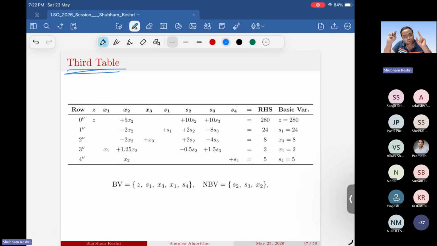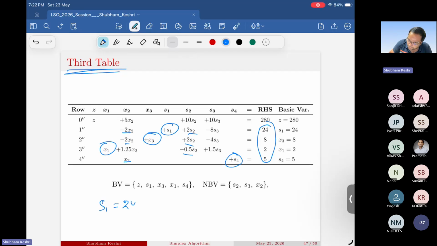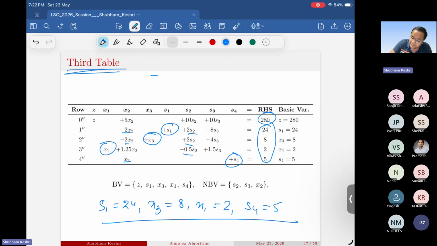So we have 2 tableaus previously. This is the third tableau. And you see which are the basic variables: S2, X3, S1, and S4. These are the basic variables. You plug the non-basic variables as 0 and you will see that this is the new basic feasible solution. S1 is equal to 24, X3 is equal to 8, X1 is equal to 2, and S4 is equal to 5. And the objective function value has increased again. It was 240 and now it has become 280.